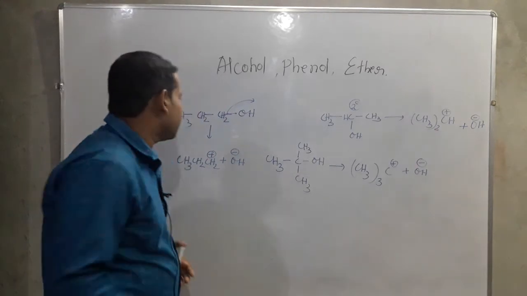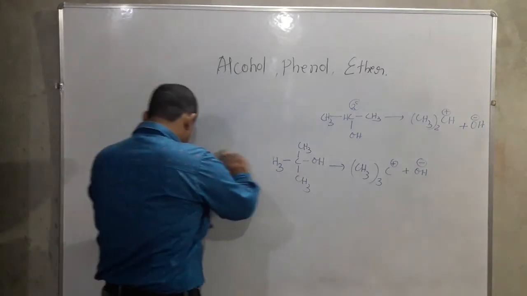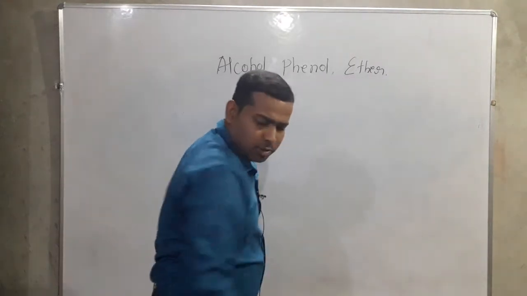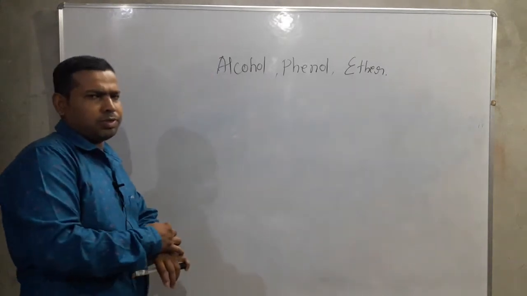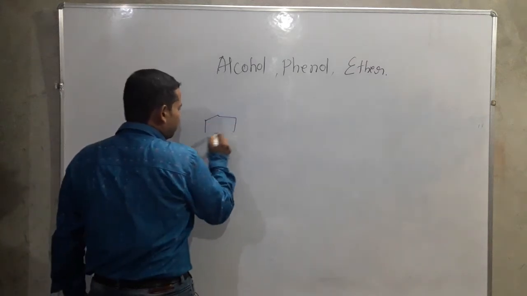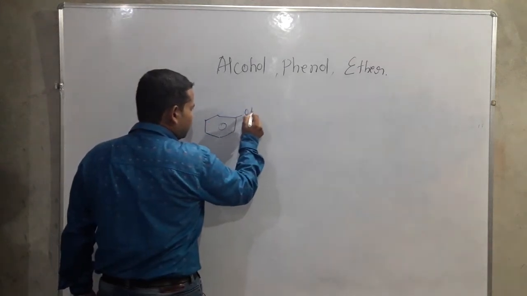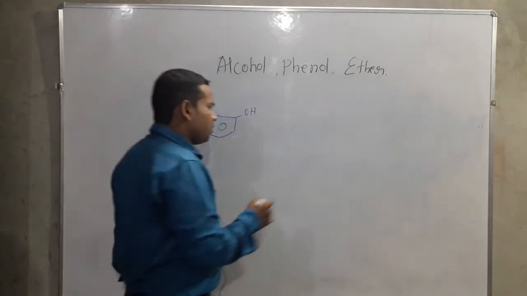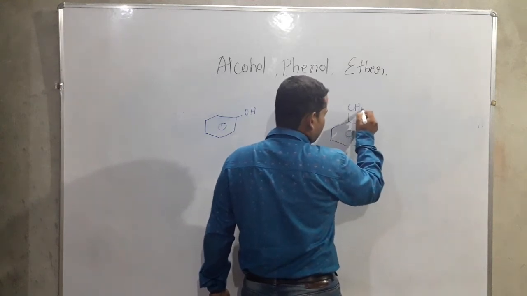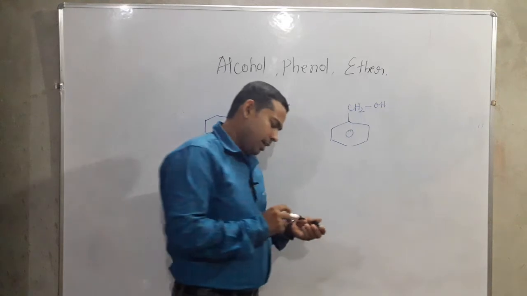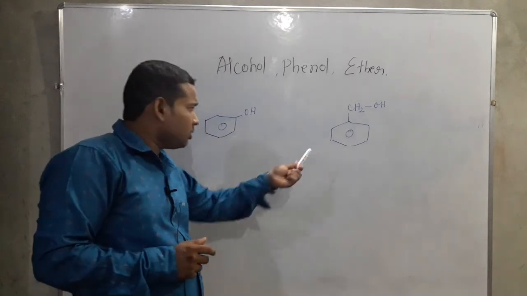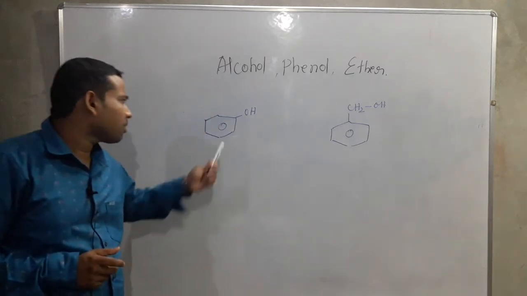Whereas phenol means, if a benzene ring contains one alcoholic group, one or more than one, then you call this a phenol. This one is an example of phenol. But benzyl alcohol, a benzene ring, then CH2OH, this is not a phenol, because the OH group is not directly attached to the benzene ring. That's why it is not a phenol. This one is a phenol.